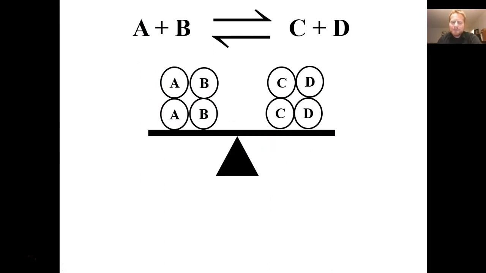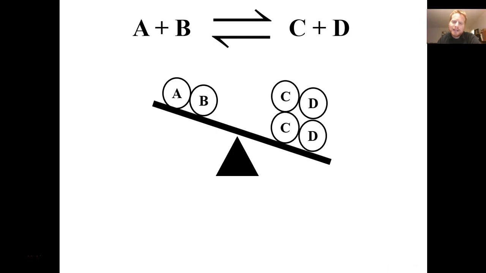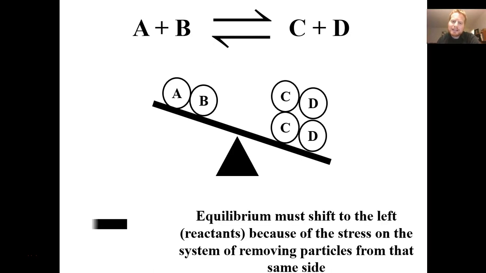Alright, so a little bit of a different one. Let's say what happens if we remove reactants. So we're removing A and B, and because A and B exist on the left side, we're removing them from the left side. That means that the seesaw, as you can imagine, would go like this, and the correction, according to Le Chatelier's principle, is that the equilibrium will shift to the left in order to fix that. So again, it's trying to fix itself.